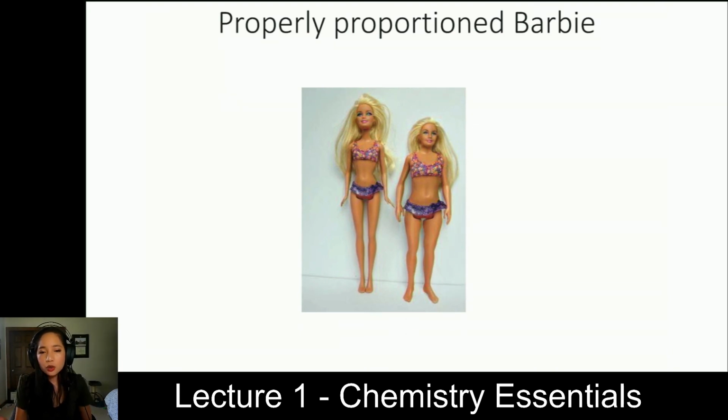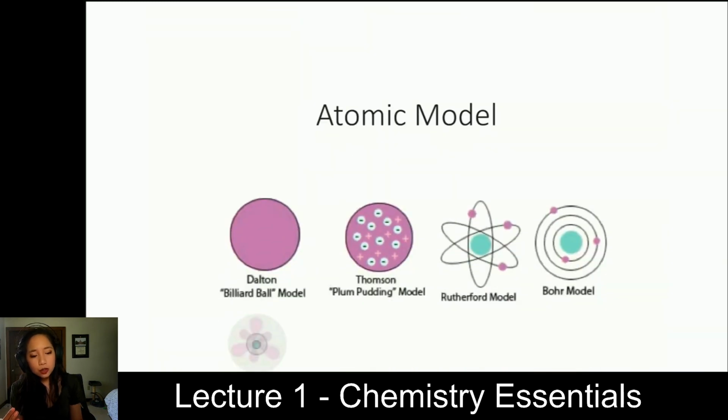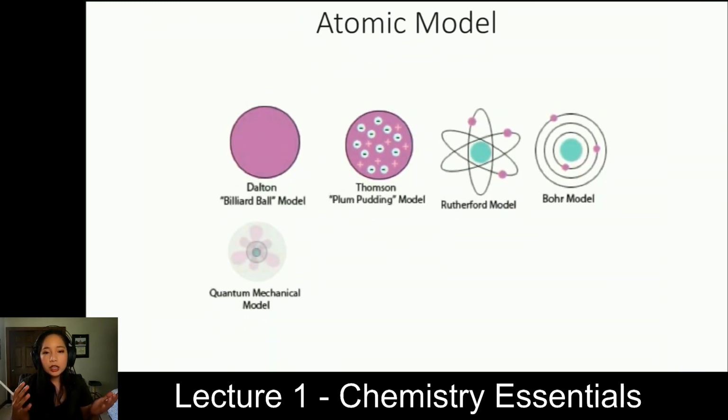So I showed you a couple examples of models that we come across in our everyday life, like dolls, map projections, and the globe, to represent things around us. But in a chemistry course, we use a different kind of model.